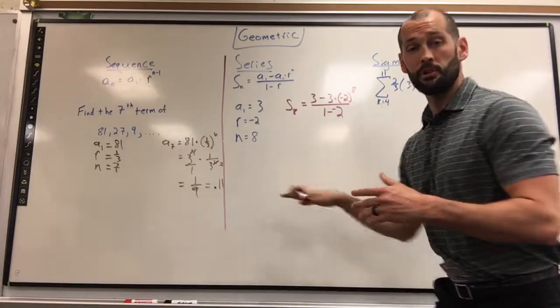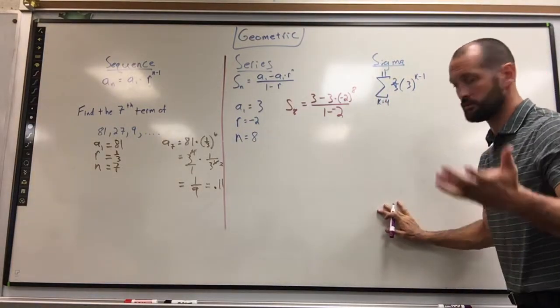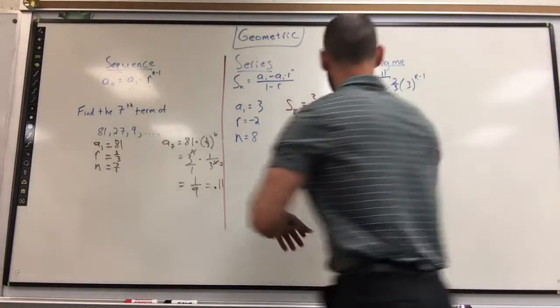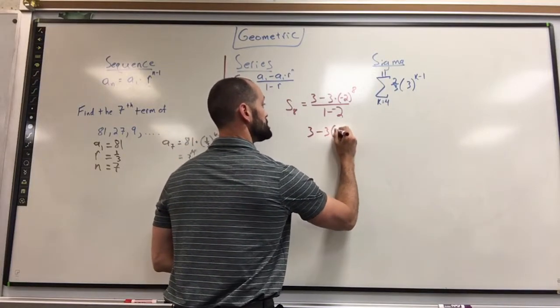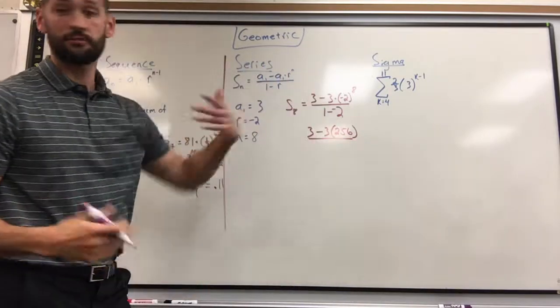So, when I'm looking at this, I have to do exponents first. Please excuse my dear Aunt Sally, okay? I have to do -2 to the 8th first. So I'm going to go 3 minus 3 times 256. All right, that's just -2 to the 8th.